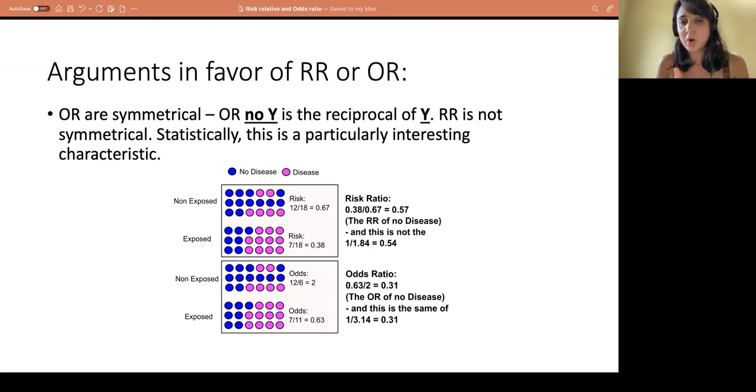The odds ratio of no disease is 0.63 divided by 2, which is 0.31, which is exactly the same as 1 divided by 3.14. 3.14 was the odds ratio of developing the disease. So the reciprocal is symmetrical. The odds ratio is symmetrical, meaning the odds ratio of no disease, no Y, no outcome, is the reciprocal of the odds ratio of Y.